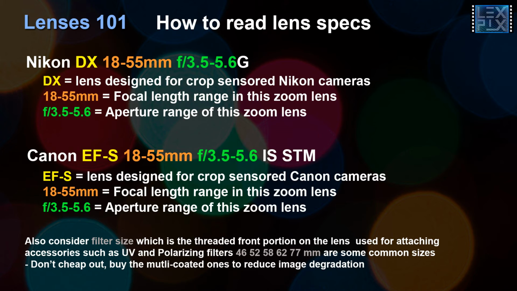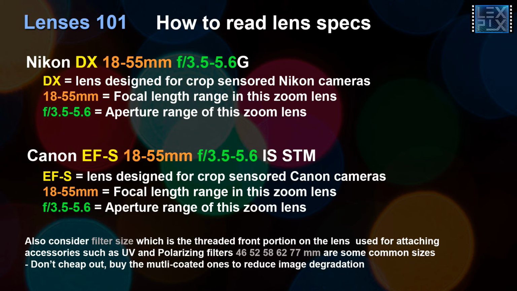On the Canon side, we have the Canon EF-S 18 to 55, 3.5 to 5.6. So you'll see a bunch of other letters past that, but just pay attention to the yellow, orange, and green I've indicated. EF-S signifies that it's for crop sensor Canon cameras. That's what it's designed for. And then 18 to 55 is the focal range, and 3.5 to 5.6 is the aperture.